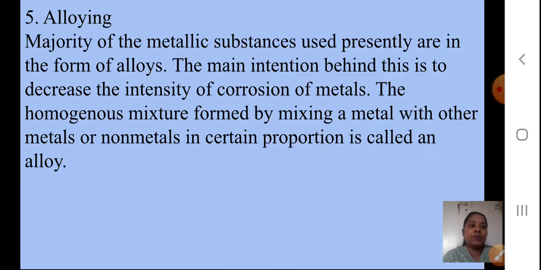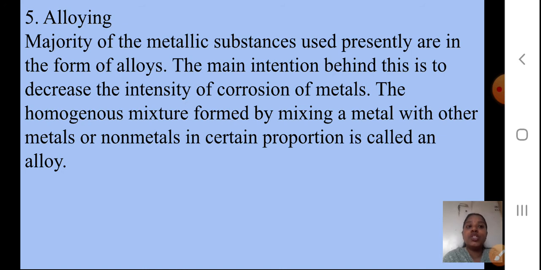Now the fifth one is alloying. The majority of the metallic substances used presently are in the form of alloys. So this was the best solution. You have studied alloys many times. The majority of metallic substances which are used presently, we are not using in pure form, we are using them in the form of alloys. The main intention behind this is to decrease the intensity of corrosion of metals.